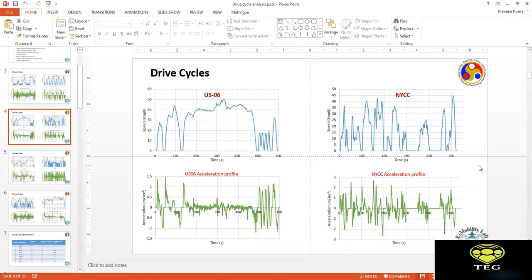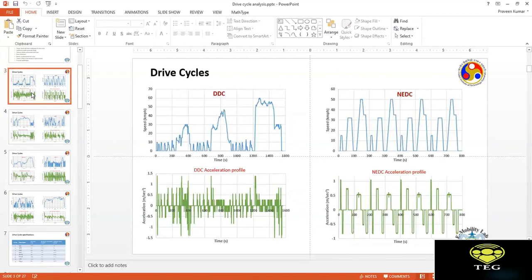So this is Shantanu from NPTI Nagpur. Yeah, I see in the New York speed curve, it is coming to zero frequently. Means the engine is coming to off position quite often in this curve. And in case of the Delhi drive cycle, it is also coming.